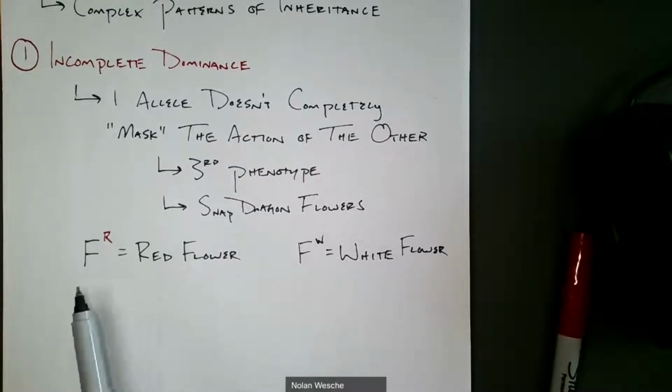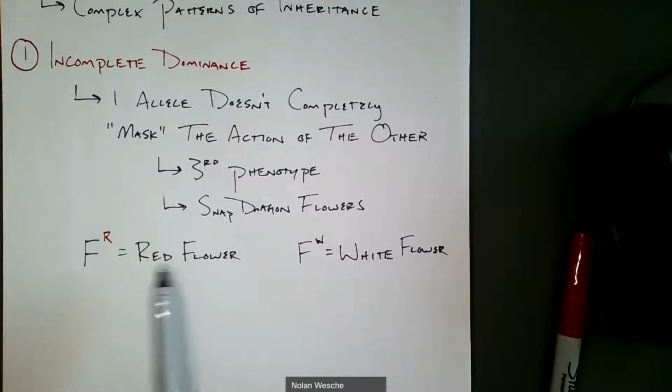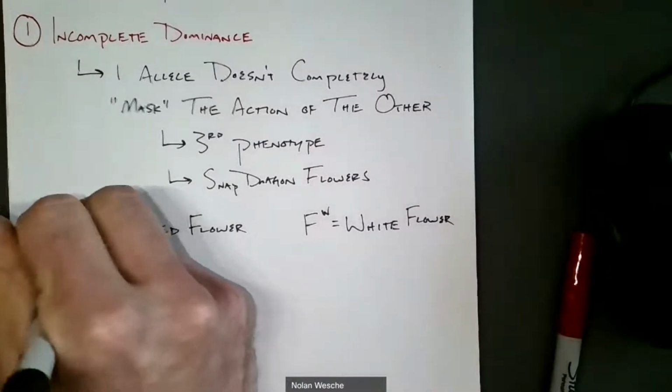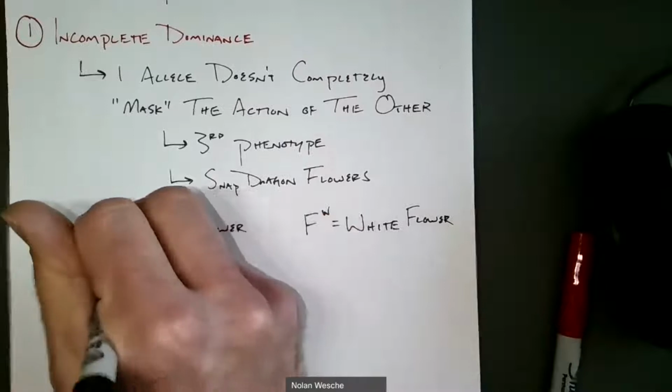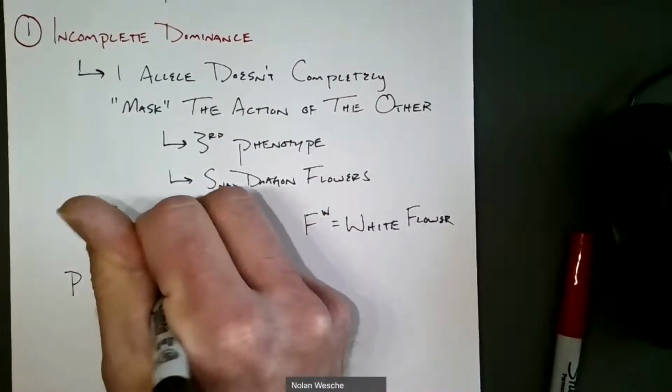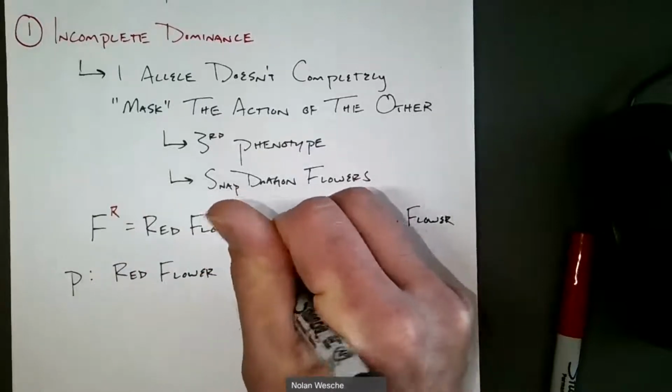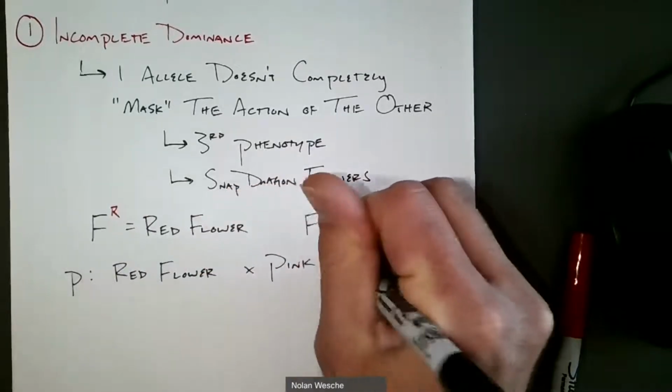You have to remember that each plant is going to have 2 alleles, one allele from each parent. Right now you're just looking at one allele and one allele, but in reality, a plant's going to have 2 alleles. So let's do a cross. We're going to take red flowers and cross them with pink flowers.